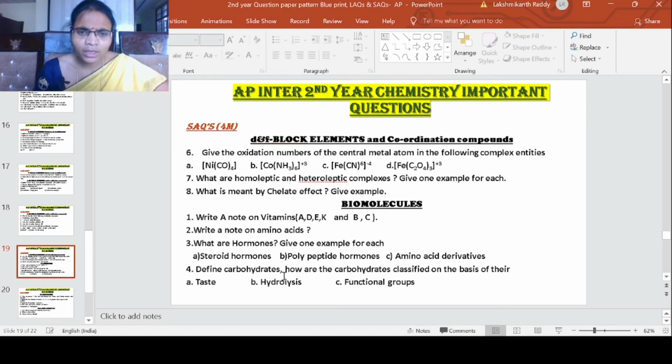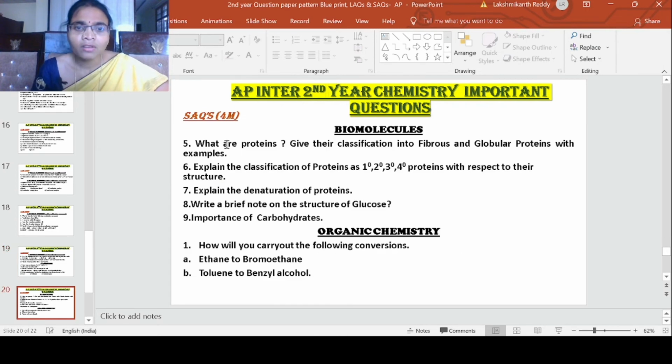Define carbohydrates. How are they classified based on taste, hydrolysis, function? Okay. Next, what are proteins? Classification. How are they classified into fibrous and globular proteins? So explain the classification of proteins, primary, secondary, tertiary, and quaternary, with respect to their structure. So explain the denaturation of proteins. So write a brief note on the structure of glucose. Next, importance of carbohydrates. Okay.